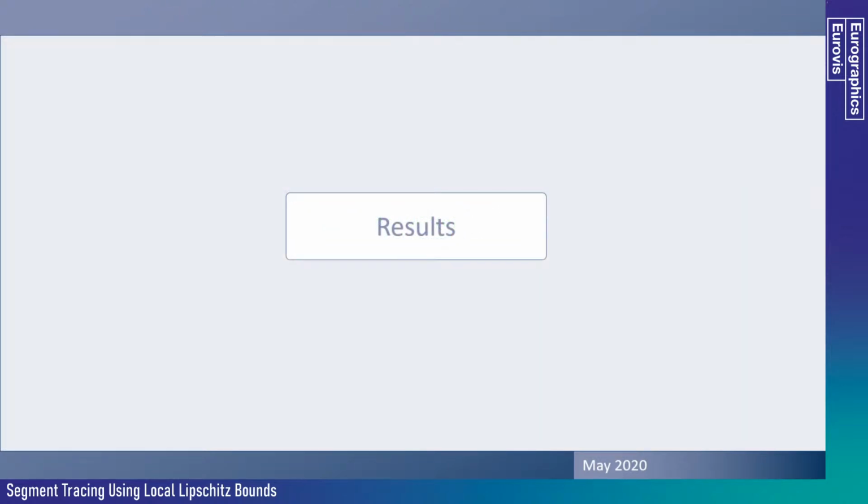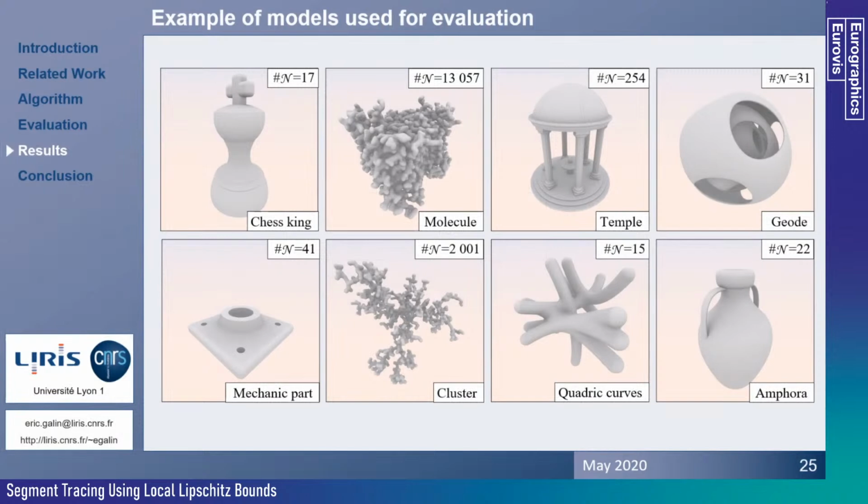We have covered a variety of primitives and operators for which we have algorithms for computing a local Lipschitz bound. Now, let's have a look at the results. We tested our algorithm on several objects, combining different kinds of primitives and operators. Here are a few examples of objects that have been implemented and tested.